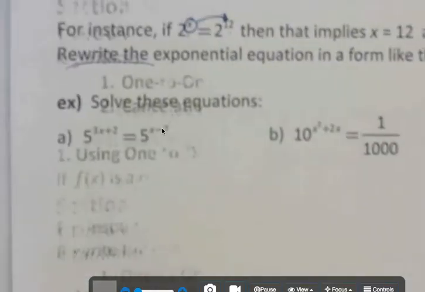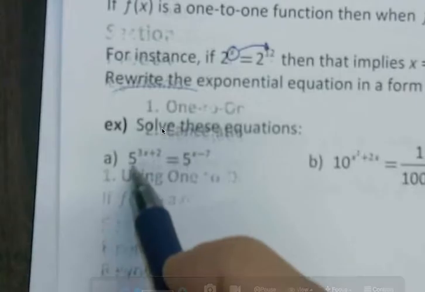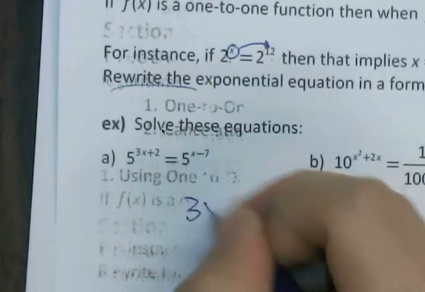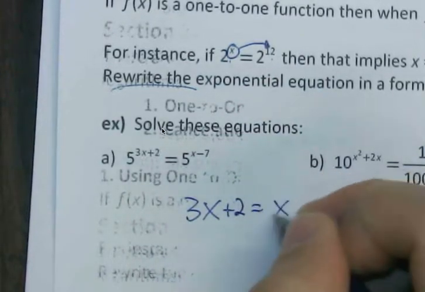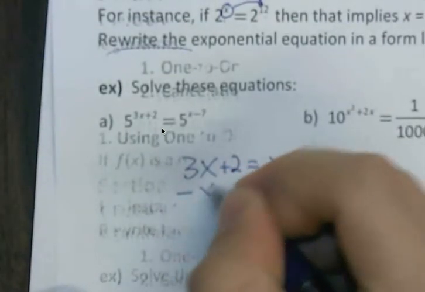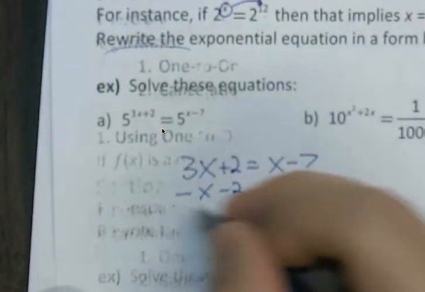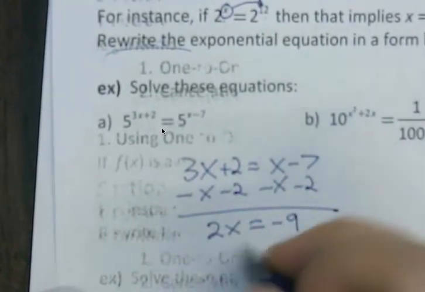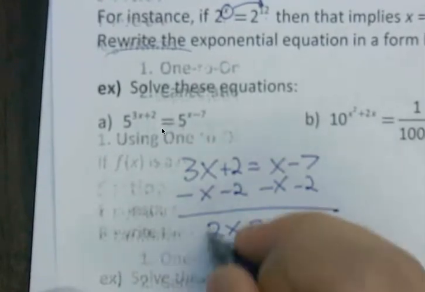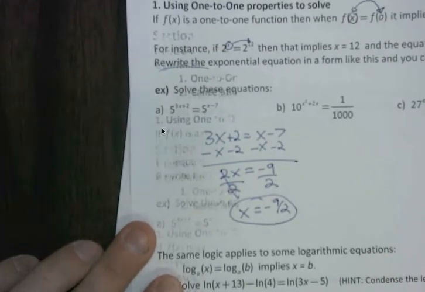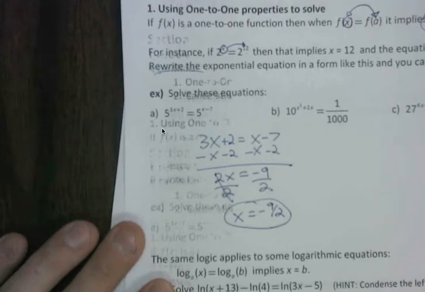So with this one, we have 5 as our base here, and we have 5 as our base here. So this is pretty easy to just say 3x plus 2 will be equal to x minus 7. If we solve this, getting rid of x's, moving the 2 to the other side, this is going to leave 2x equals negative 9. If we divide by 2, x is going to be equal to negative 9 halves. Pretty simple, because again, the bases are the same.